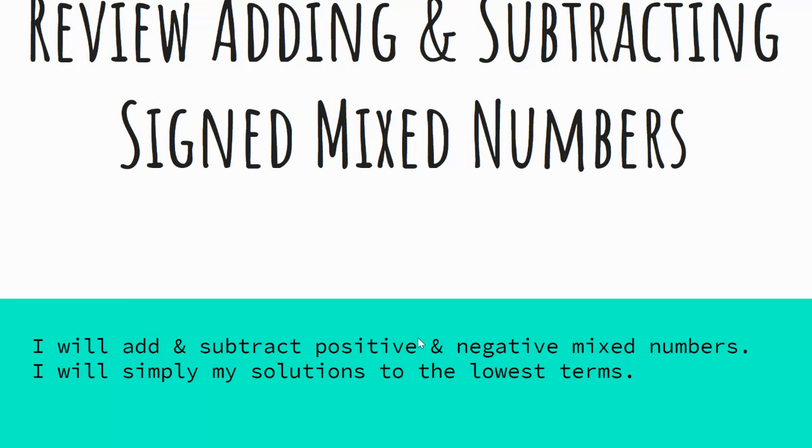All right, so you should have a paper given to you. If not, if you're at home doing this, go ahead and get your notebook out. Today we are going to review adding and subtracting signed mixed numbers. Our objective today is that I will add and subtract positive and negative mixed numbers. That's all that signed mixed numbers means, that they're positive and negative. Then because we are 7th graders now, we need to simplify all solutions into their lowest terms.